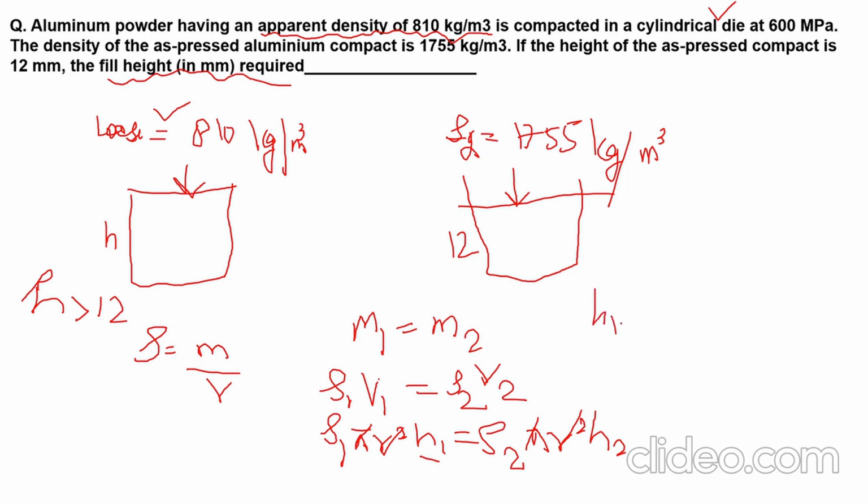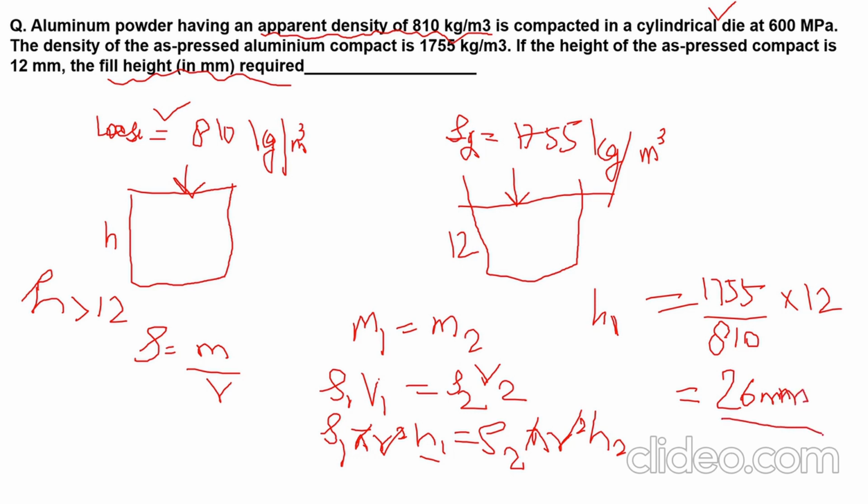So we know all of the parameters, we can find the value of h1. Your H1, that is the height of your loose compact, will be equal to the green density, that is 1755, divided by the apparent density, which is the loose compact, multiplied by the height of the compact, that will be 12. Therefore we will have a total height of 26. This is your fill height, or the height when you are finding the apparent densities. This is your answer.